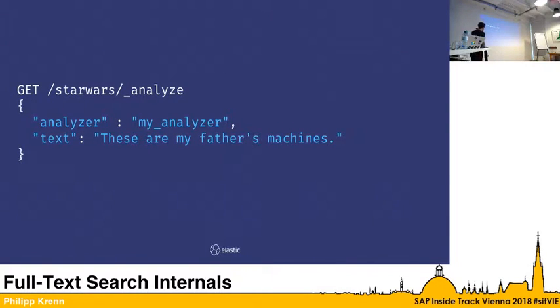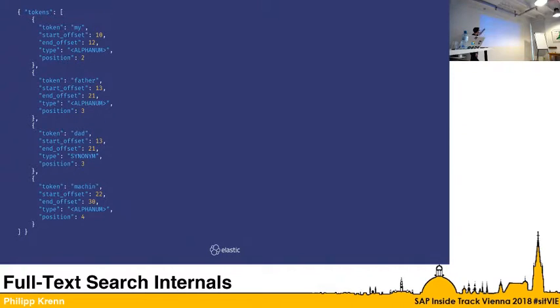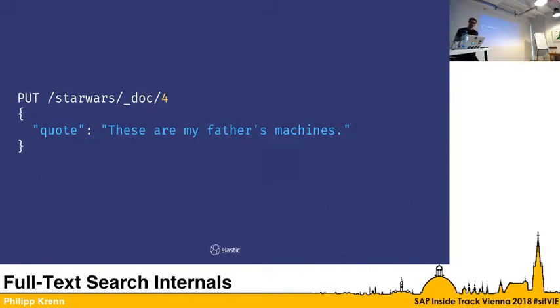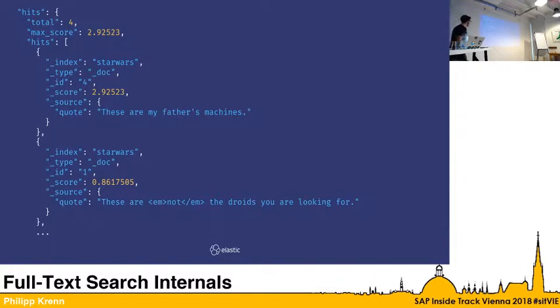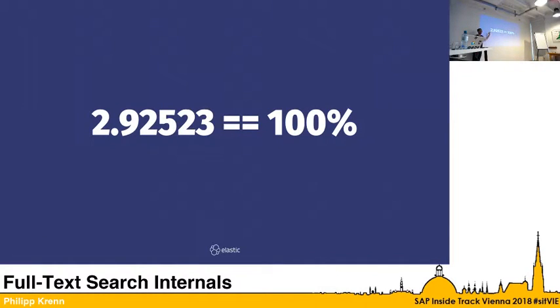So let's assume we have the sentence, "these are my father's machines." What are the tokens that remain after analysis? What you get is my, father, dad as a synonym, word, machine, and so this is what you would expect. So when we store that and then search for "my father machine," you could say this is like a 100% match, right? All the 3 tokens that we extracted and stored are there. So if we search that, we will get "these are my father's machines" with 2.9 something, and this one with 0.8 whatever. So we could say this 2.9 is like a 100% match, right?